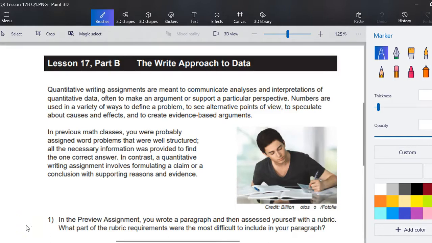We are now in lesson 17, specifically 17B, titled The Right Approach to Data. Hang in there, keep going through this semester. We are almost done.